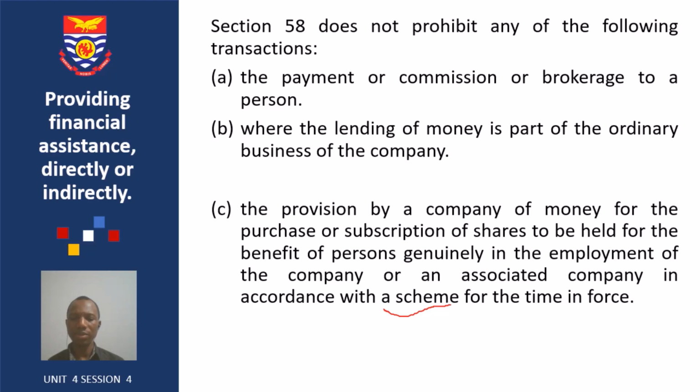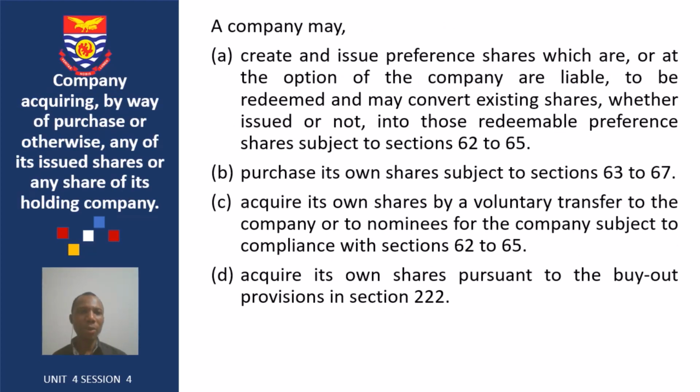financial assistance. You also want to look at company acquiring by way of purchase or otherwise of its issued shares or any shares of its holding company. The law, as Section 61 of Act 992, provides that a company may create or issue preference shares. The company may create or issue preference shares which are at the option of the company, are liable to redeem or may convert existing shares, whether issued or not, into redeemable preference shares, subject to provisions of Section 62 to Section 65.